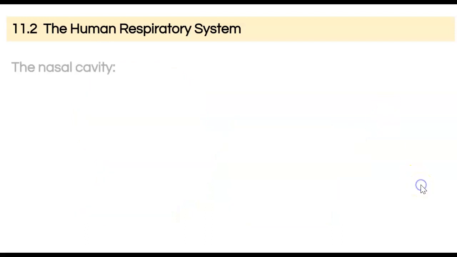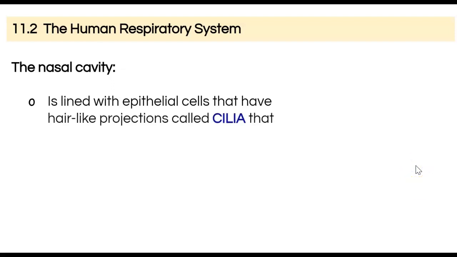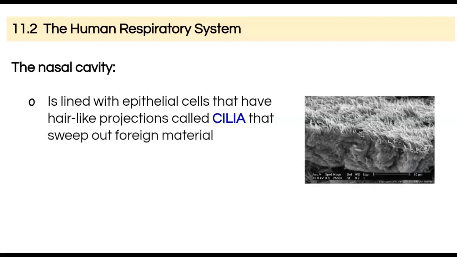So, let's write a little bit down about that. Our nasal cavity is going to be lined with these epithelial cells. That's just a coating cell that has hair-like projections. And those hair-like projections have the job of sweeping out some foreign material. And I thought it'd be nice to add in a little cross-section microscope slide of the inside of the nasal cavity. There you can see the ciliated cells that are there to trap.